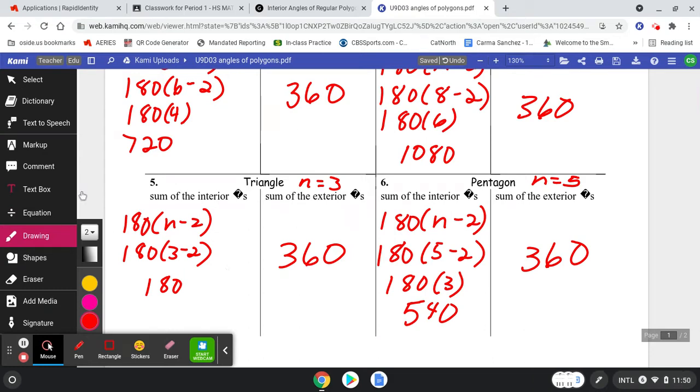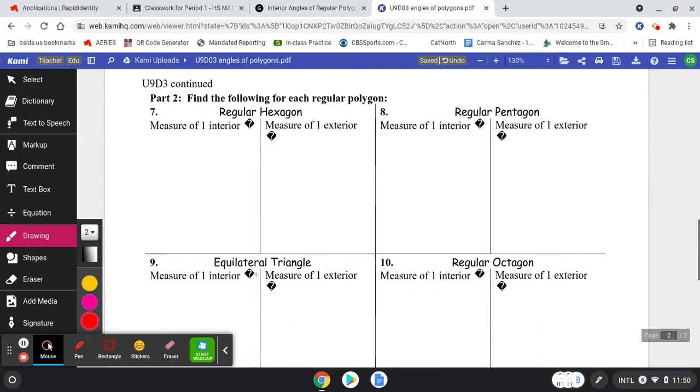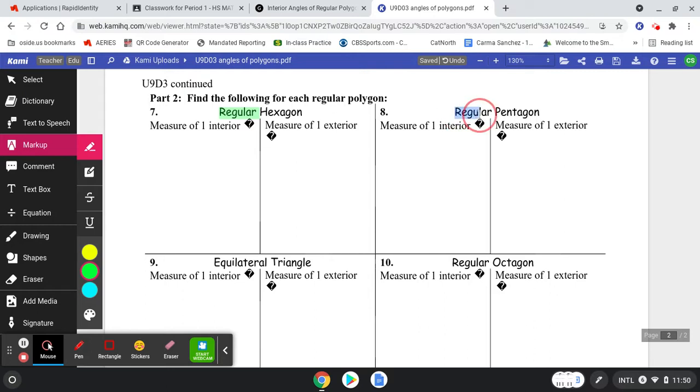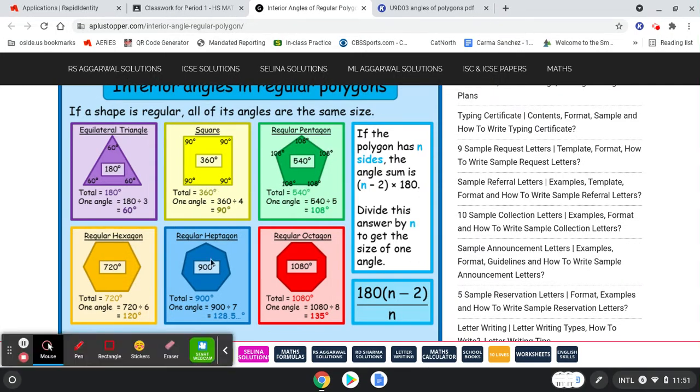Okay, now let's take a quick peek here for what they're asking us to do on the back. Now we have regular shapes, meaning that all the sides are the same size. So the measure of one interior angle of a regular hexagon and the measure of one exterior angle of a regular hexagon. Here's a little quick reminder. To get one angle, you take the number of degrees from the outside and you divide it by the number of sides. Inside, and divide it by the number of sides.